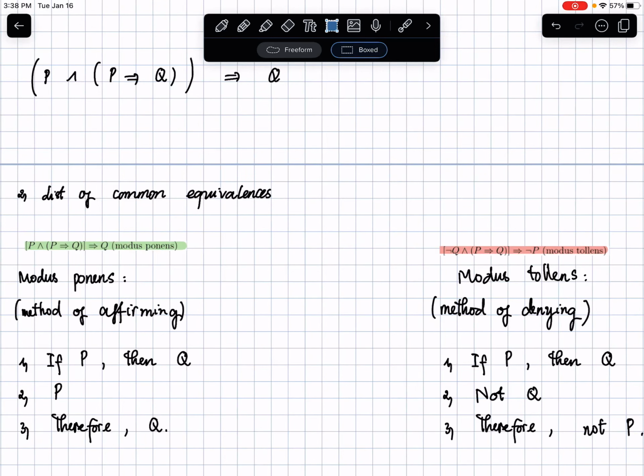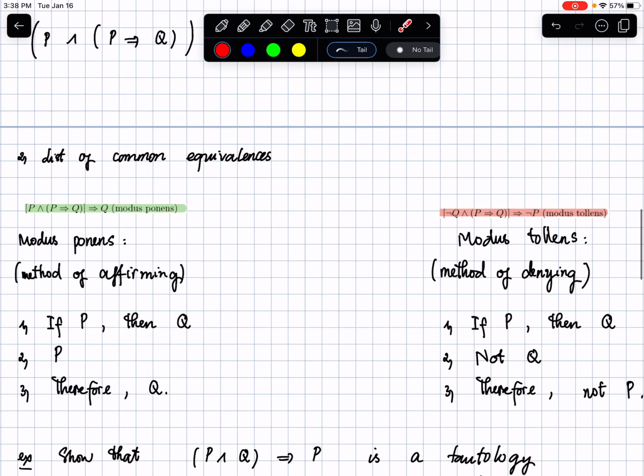So still in question number 2, we need to show that modus ponens is a tautology. So what is this modus ponens? This is a method of affirming, which is written like this: P and (P implies Q) implies Q. This is a tautology. This statement is always true.